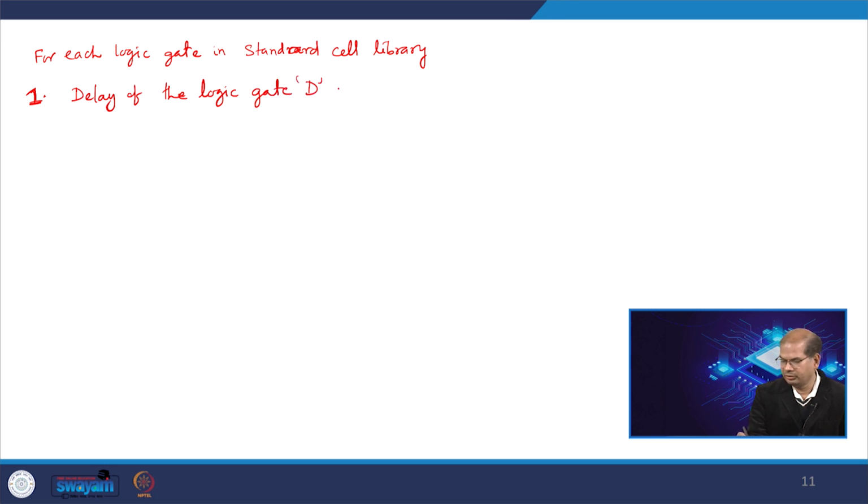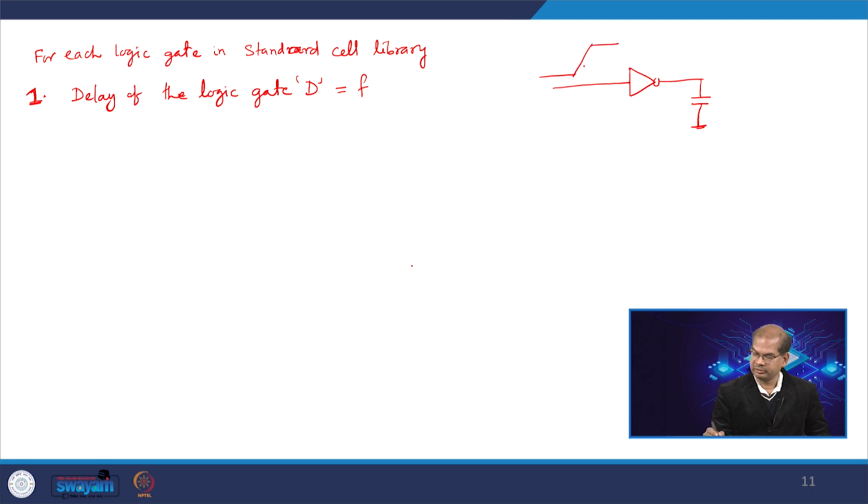That is basically a function of 2 things. Let us say I have an inverter; the delay of the inverter will depend upon 2 parameters. One is the output load and the other is the input slew. This is the input slew, the 10% to 90% or 20% to 80% of the input signal. Let us say this is CL and this is S in. In general I am writing first in general, then I will go to the particular or special case. So, the delay is a function of S in and CL.